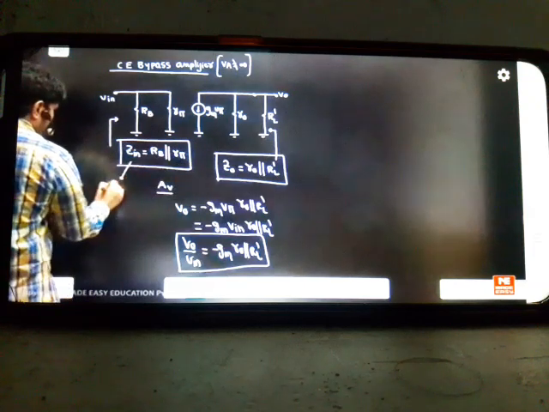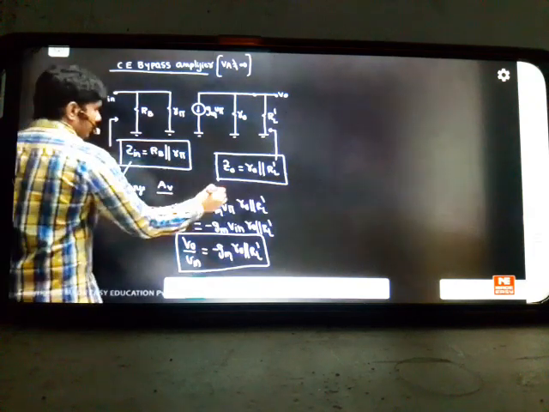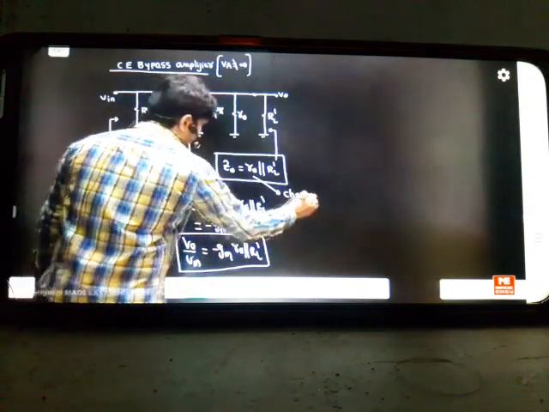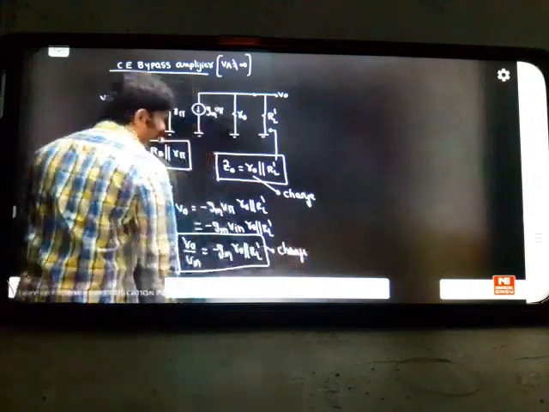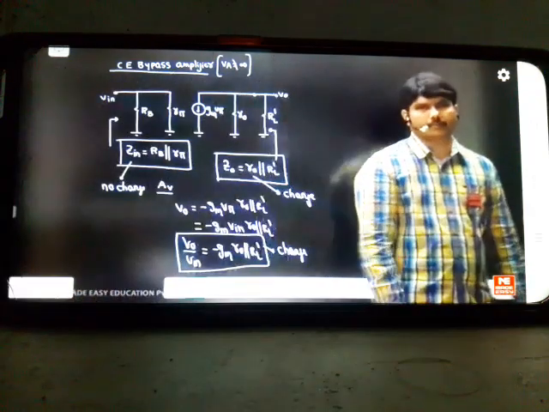So you can write here, there is no change in input impedance. But there is a change in this formula, and in this formula also. So from theoretical to practical, there are some small changes. So this is about the story. What are the changes you can see?